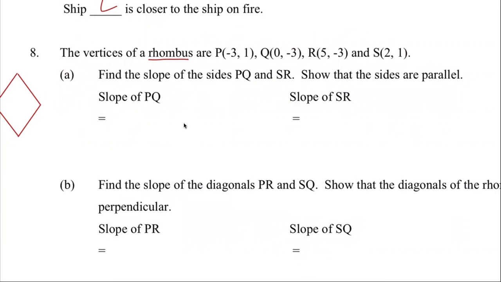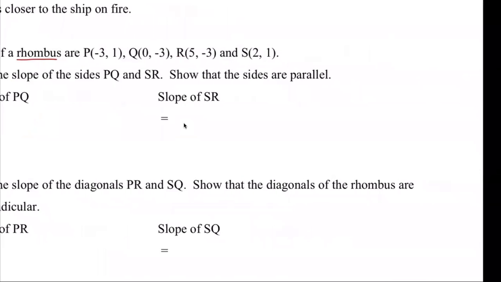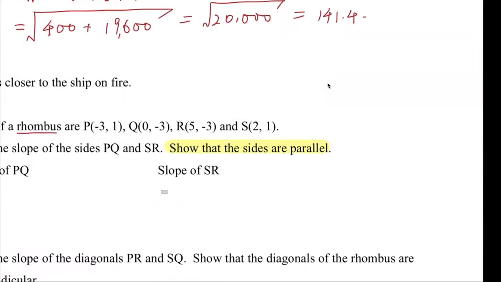So part A. The vertices of the rhombus are (-3, 1), (0, -3), (5, -3), and (2, 1). Those are the 4 vertices of this rhombus. Part A asks us to find the slope of the sides PQ and SR, and show that the sides are parallel. I don't know if you guys remember this. How do we determine whether 2 straight lines or 2 line segments are parallel? Using slope. Let me write it here.